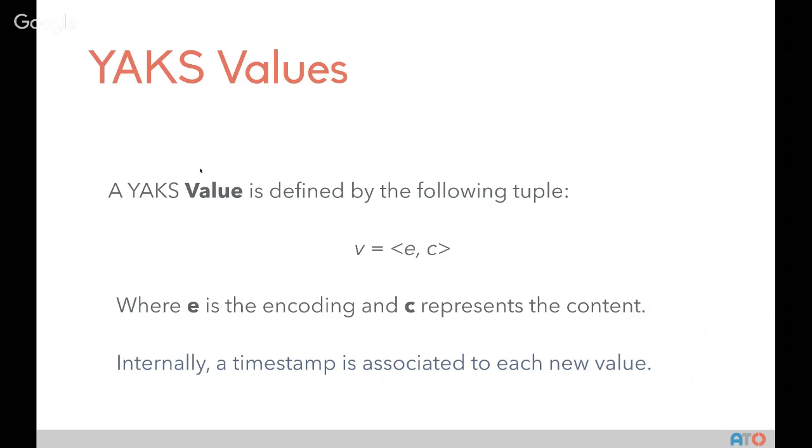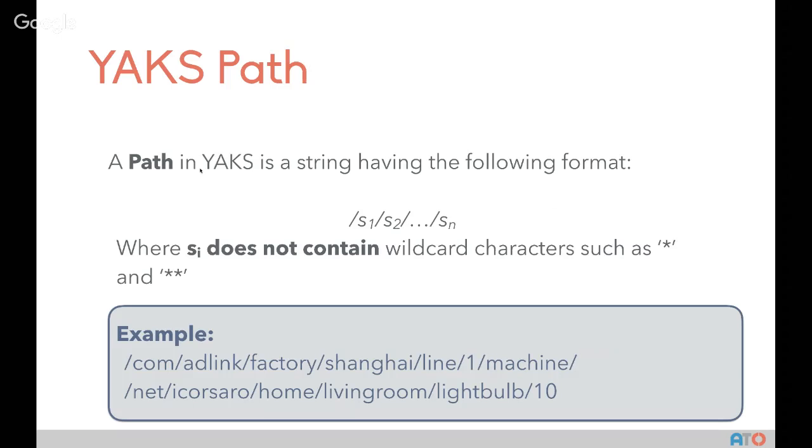So a YAKS value. What is a YAKS value? It's defined as a tuple, including an encoding and a content. The content in YAKS is serialized as a byte buffer, but we can deserialize it when we know the encoding that is specified. Internally, we also have a timestamp associated with a YAKS value, and this timestamp allows us to provide eventual consistency amongst the different YAKS.